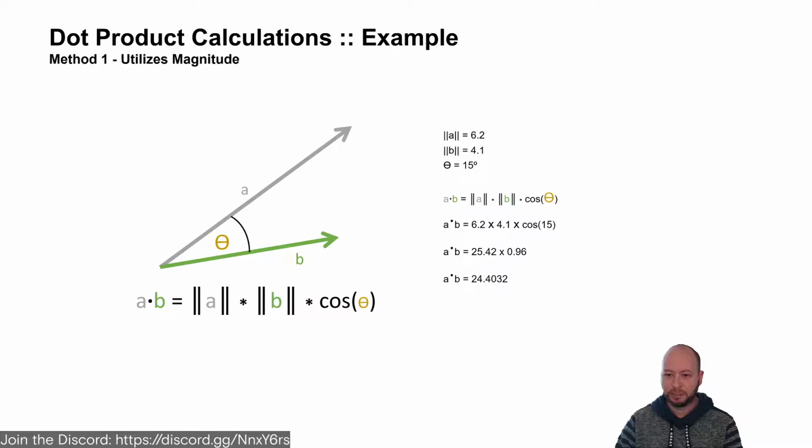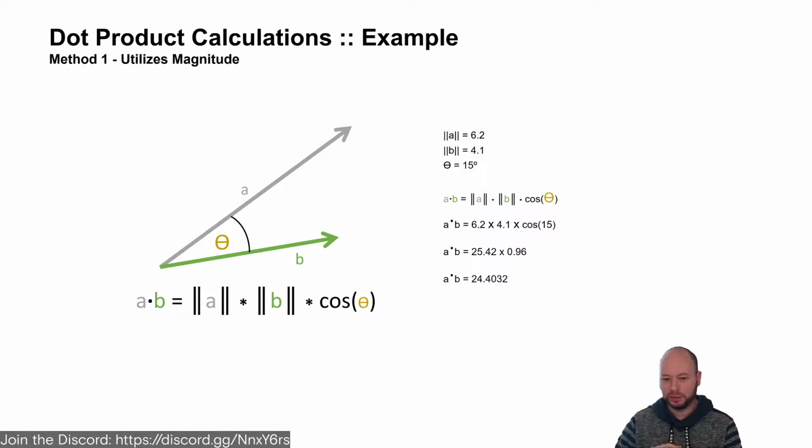Here's an example that you can work through. In this case, the magnitude of A is 6.2 and B is 4.1, and they're separated by 15 degrees. And you can see that A dot B is going to be 24.4, and that means that it's a positive number, and it's clearly pointing in the same direction.